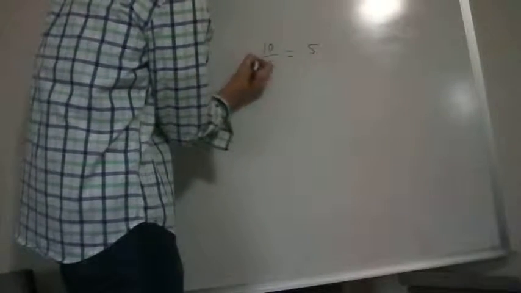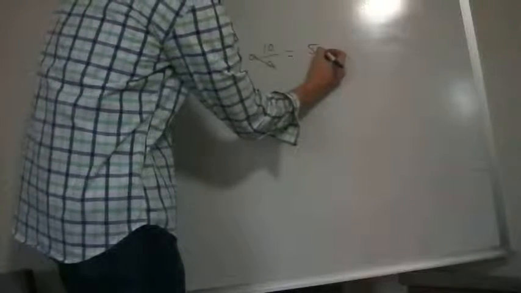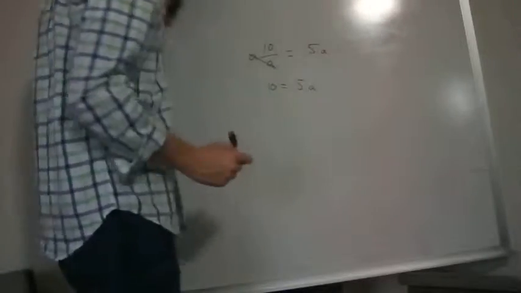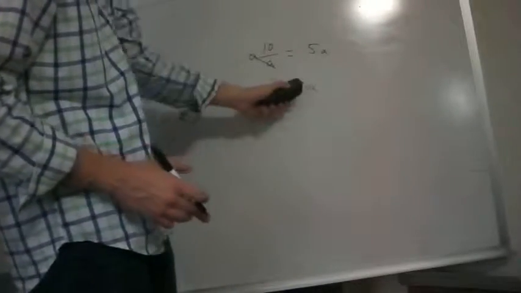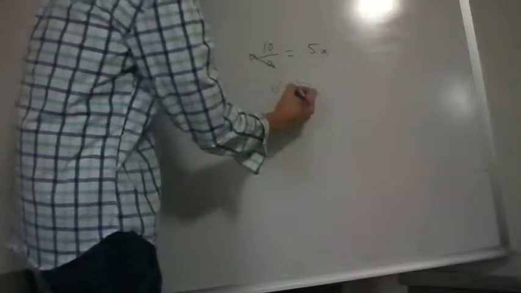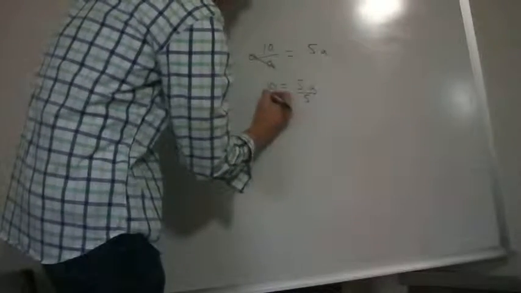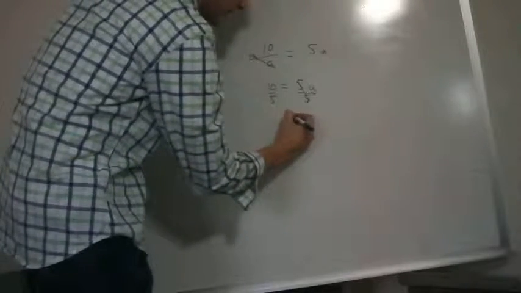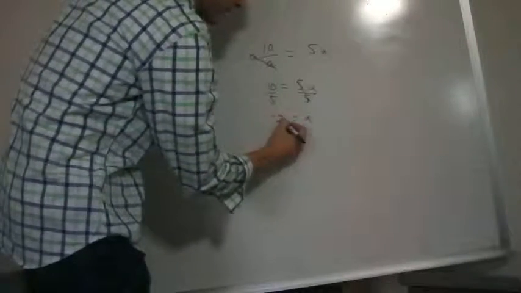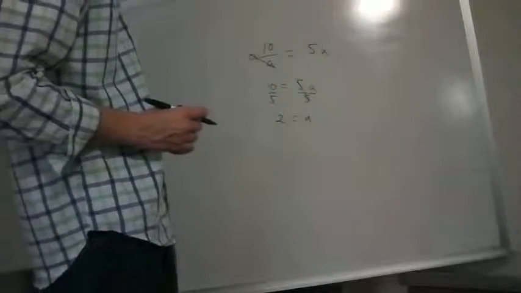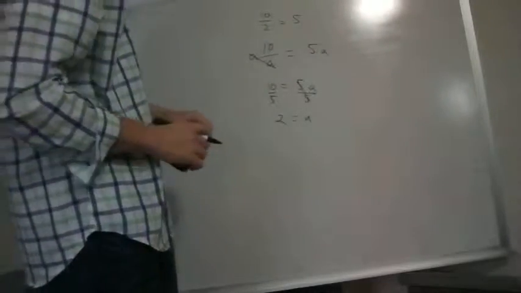So I'm going to multiply both sides by a. That will cancel out a on this side. Anything I do to one side, I have to do to the other side. Now I have 10 equals 5a. I want to isolate my variable. I have multiplication occurring now, so I'm going to do division. 10 divided by 5 is 2, and this cancels, leaving me with just a. A equals 2. I can check my answer. 10 divided by 2 does equal 5, so that is correct.